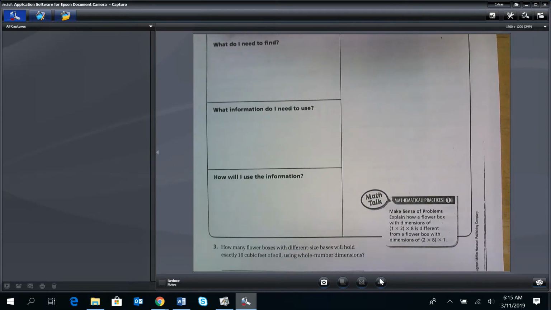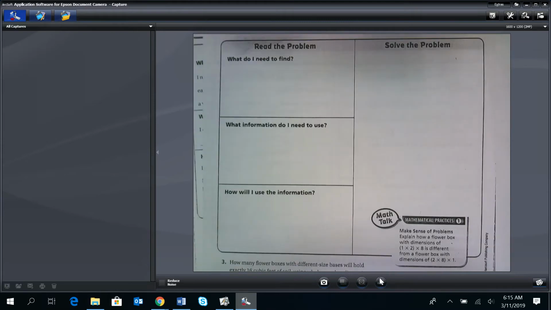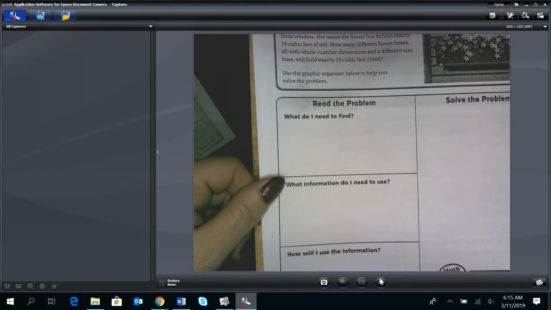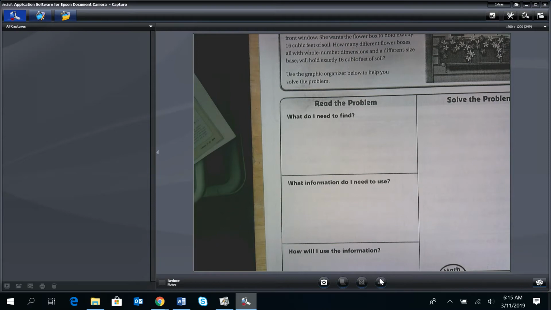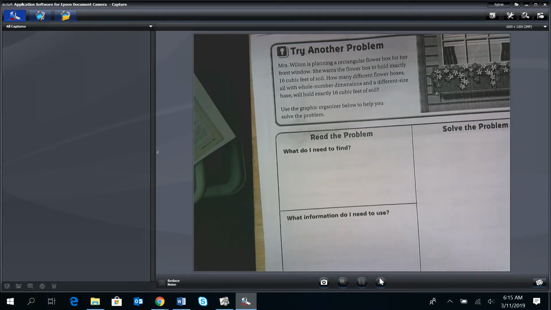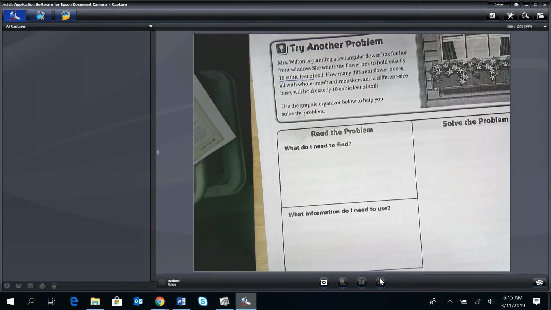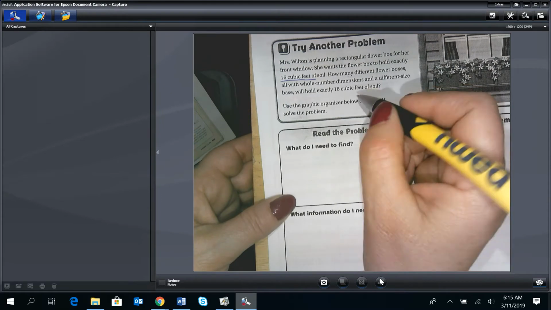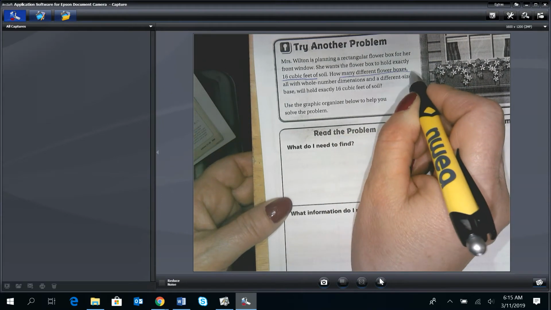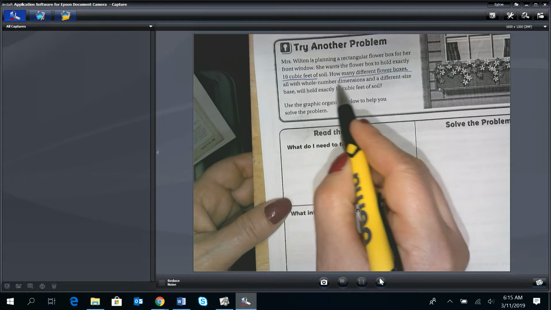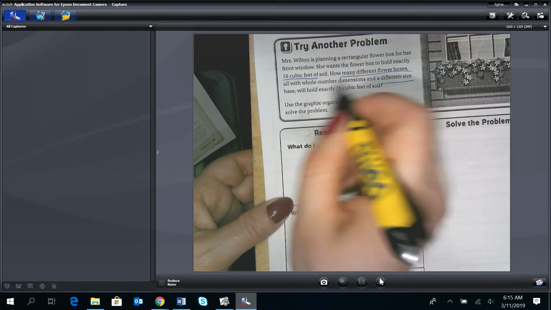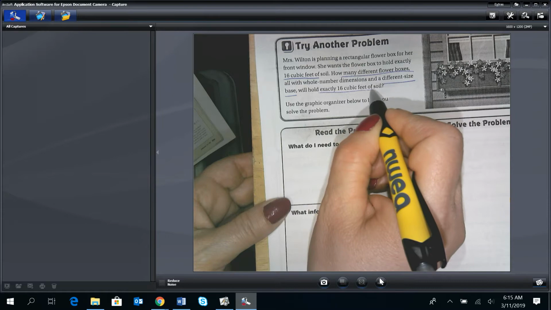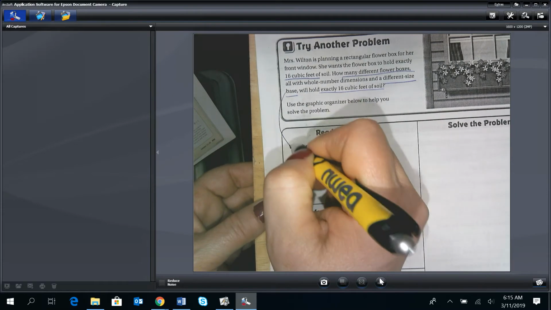All right, so let's go with this next one. It says, Mrs. Wilton is planning a rectangular flower box for her front window. She wants the flower box to hold exactly 16 cubic feet of soil. So that's a clue for us. Here's our question. What do we need to find out? How many different flower boxes, all with whole number dimensions and different size base, will exactly hold 16? So that's what we want to find out.